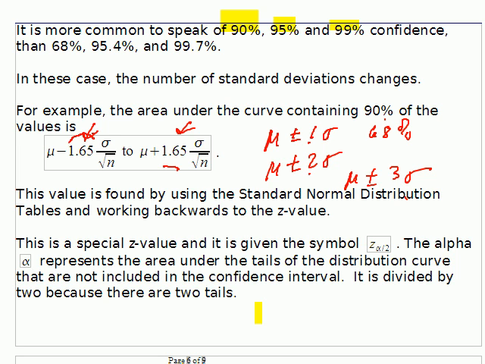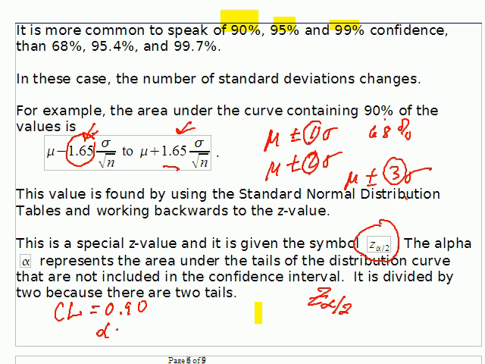This term right here, this multiplier, all the way through here, has a name. It's called Z, and then it has a subscript, alpha over 2. The confidence level is stated in decimal. Alpha is 1 minus the confidence level. In other words, alpha is the amount that you're going to throw away. You divide by 2 because there are 2 tails.